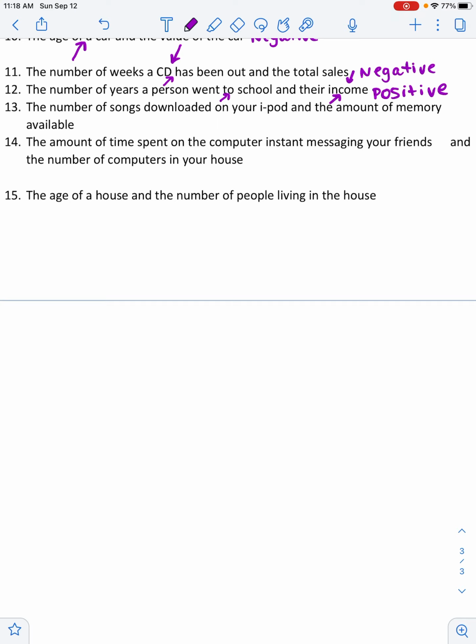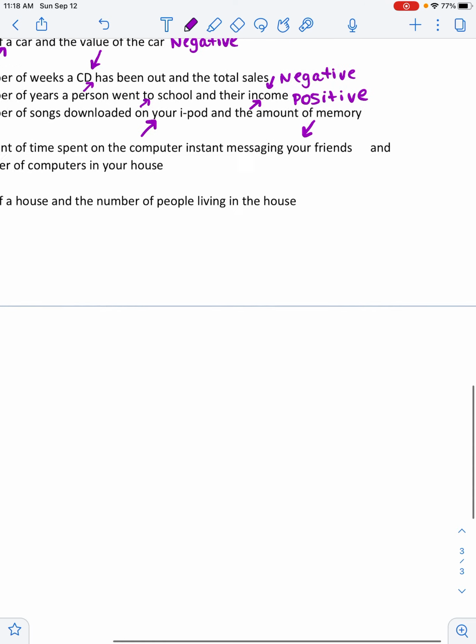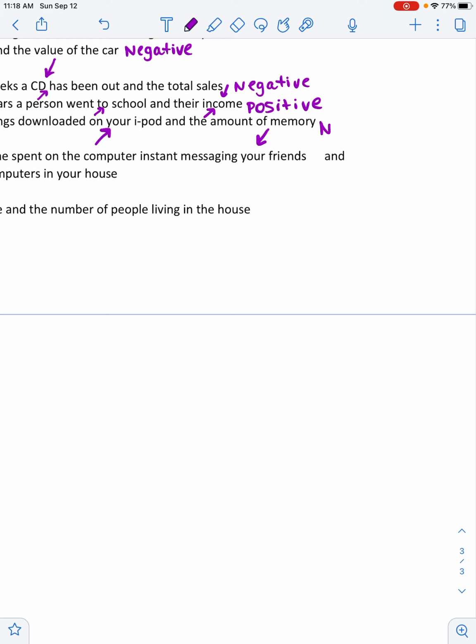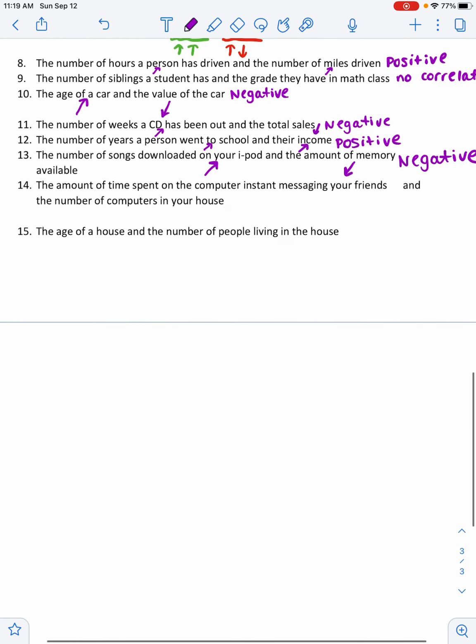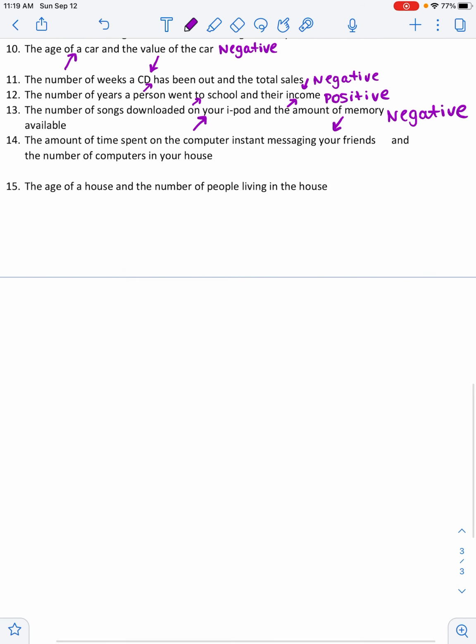Number 13, the number of songs downloaded on your iPod and the amount of memory available. Ooh, this is a good one. As I download songs on my iPod, the number of songs goes up, but then the memory goes down because as I keep downloading, I have less and less space. So this would be a negative relationship, and I would say this is probably a pretty strong one too because they are directly affecting the other. A new song takes up space, so my memory automatically goes down.